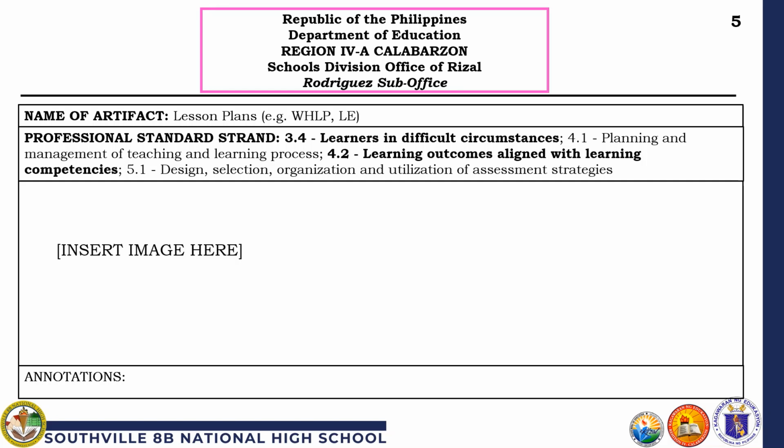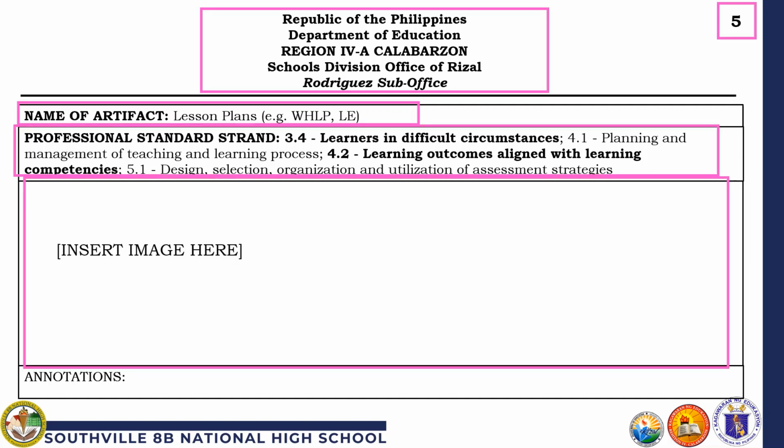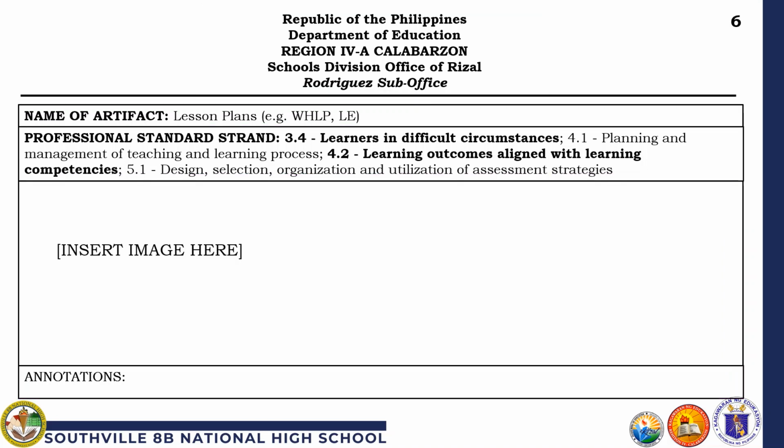There is still a heading and page number. This is our second artifact or MOB. So, lesson plans, professional standard strand. Just insert your artifact or MOB here. And then, the annotation. This is the same for page 6 and page 7. Insert here the screenshot of your second lesson plan or WHLP or LE. If you have a third lesson plan, put it here. If not, just delete this part.